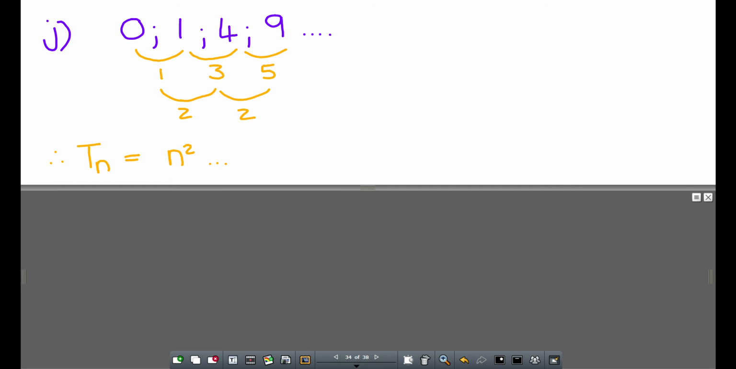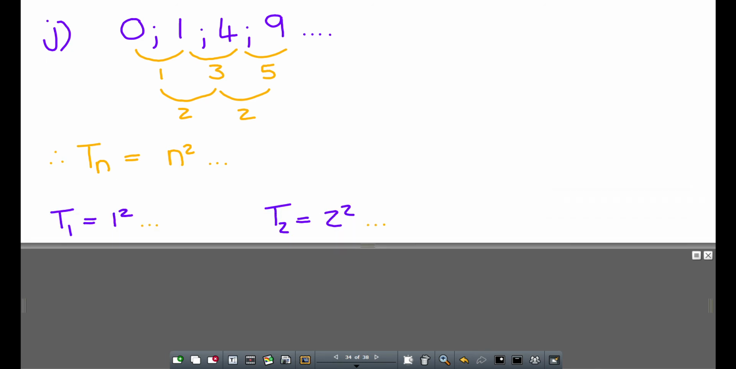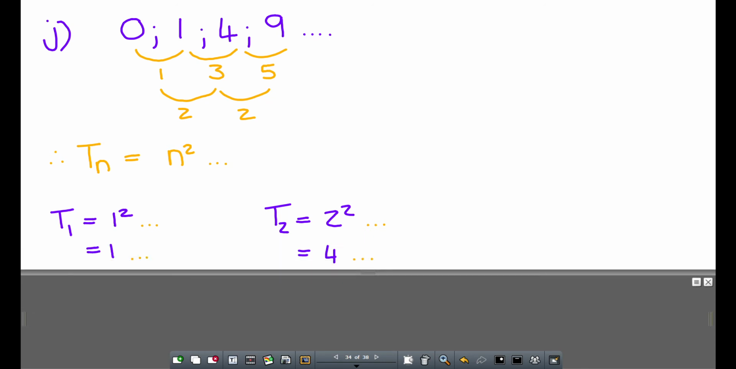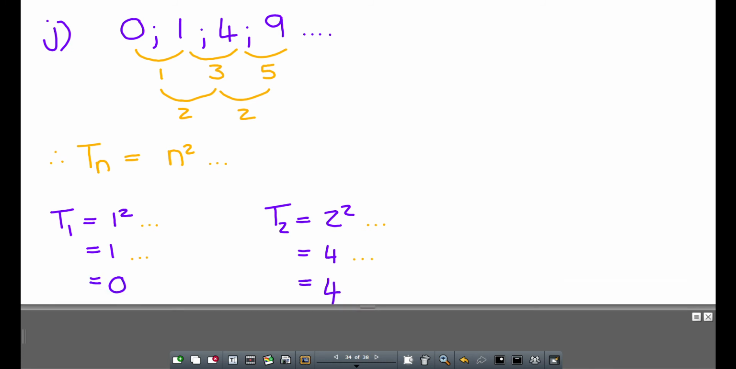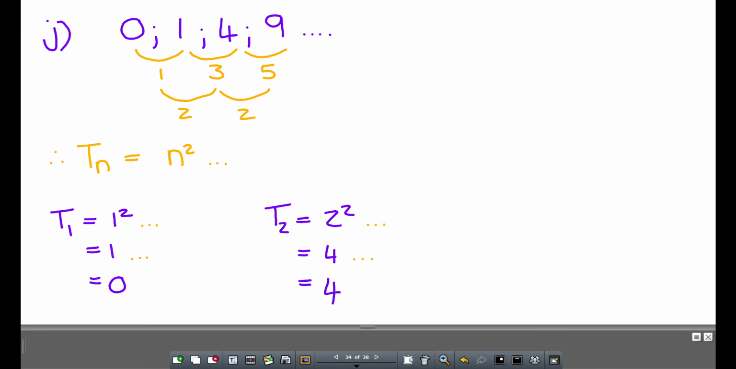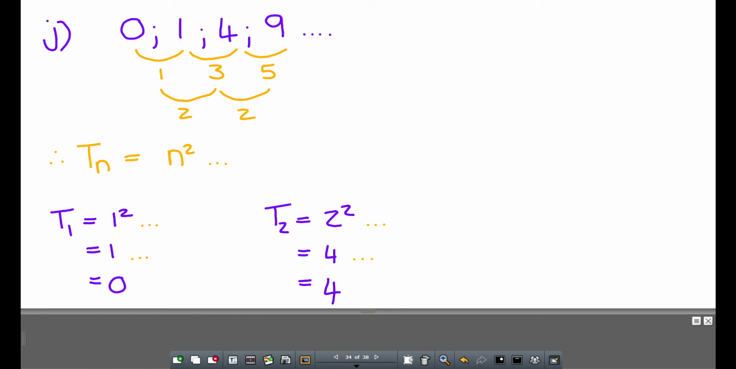But I might have to add something, subtract something, multiply with something. I don't know yet. So let's go and double check. We substitute n. Term 1 will then be 1 squared. And that gives me 1. But my final answer there must be 0. Okay. So it could be minus 1. But now let's go check.